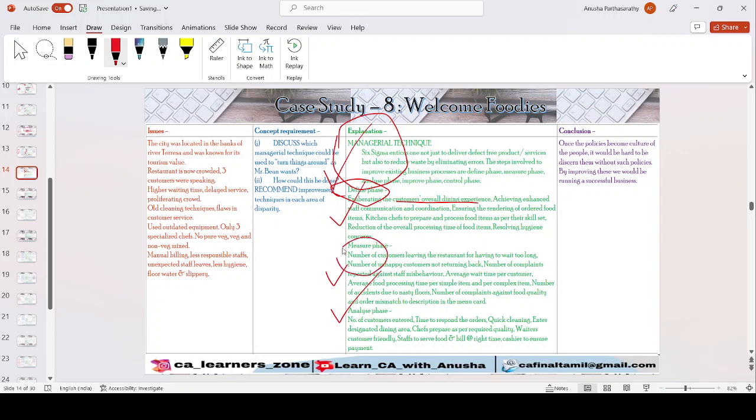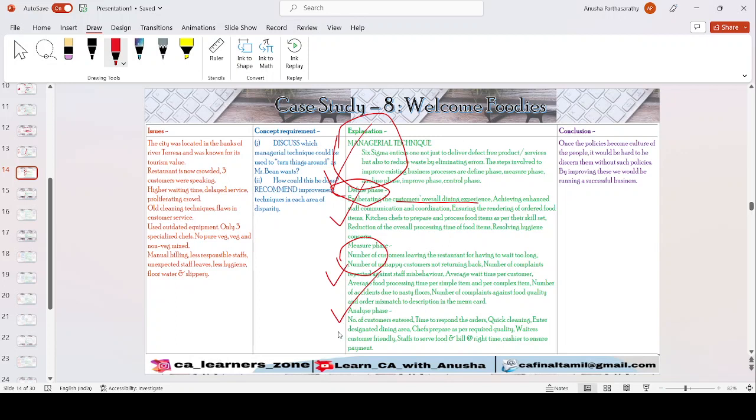Then measure phase. In the measure phase, I'm going to measure my performance: number of customers leaving the restaurant for having to wait too long. See, I'm going to make them wait for a long time in a hotel. Will they be happy and wait? Okay, 2 hours, no problem, I will wait for you? No, they are hungry. They will leave to the next nearest restaurant, right? That would be a measure.